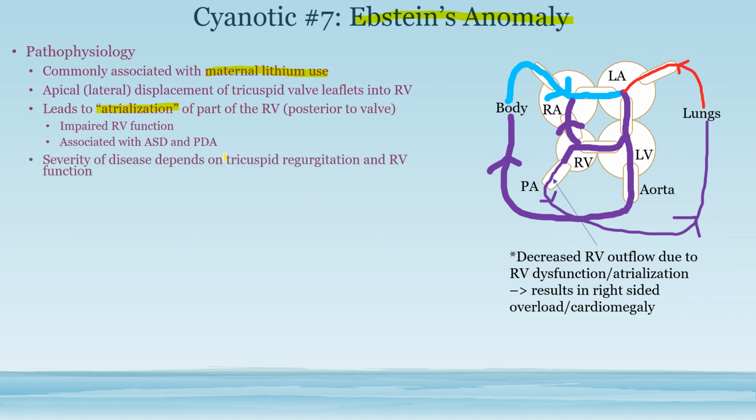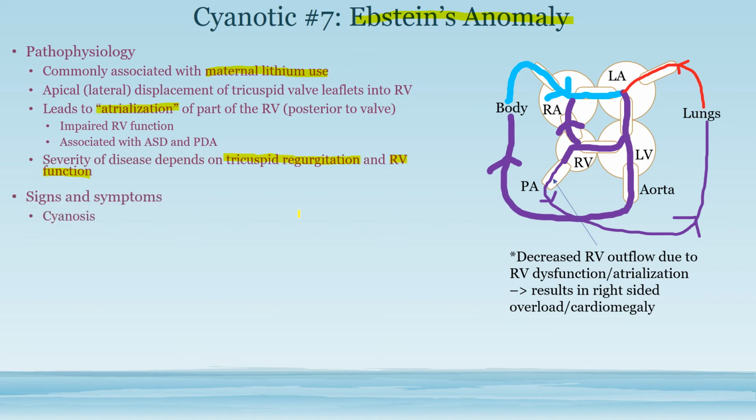So severity of disease depends on tricuspid regurgitation. The more severe the regurgitation, the less blood goes to the lungs and gets oxygenated. And right ventricular function, because if the right ventricle is not pumping, you can't oxygenate the blood in the lungs. So you get cyanosis because the blood has to cross over and mix with the oxygenated blood to go back to the right ventricle, or to bypass the right ventricle through a PDA to get to the lungs.